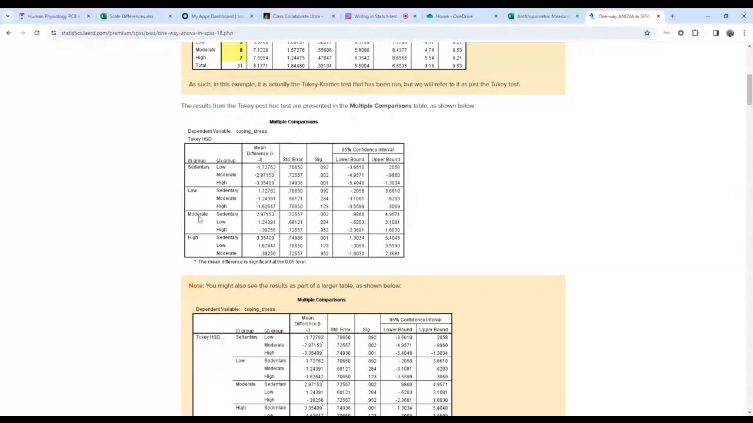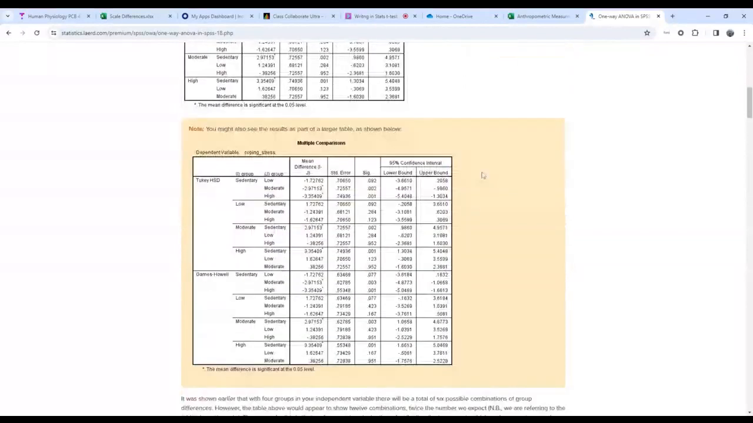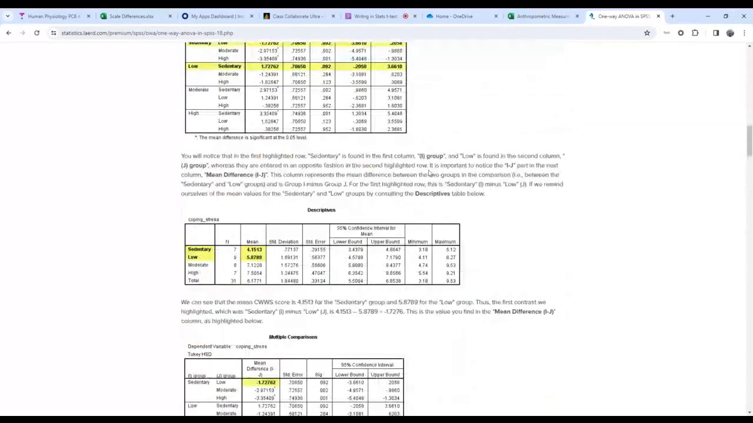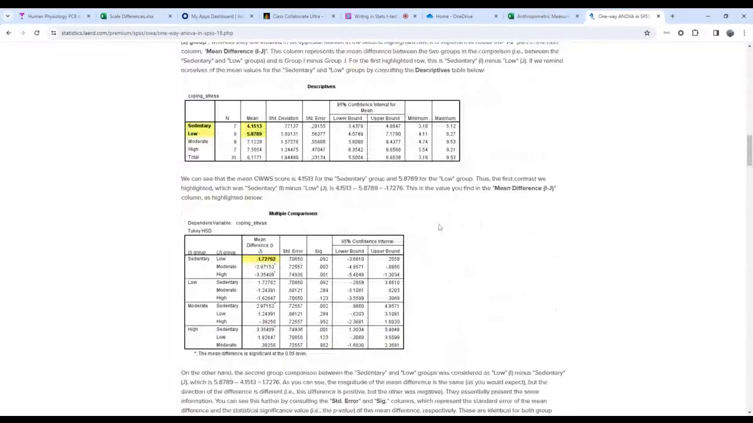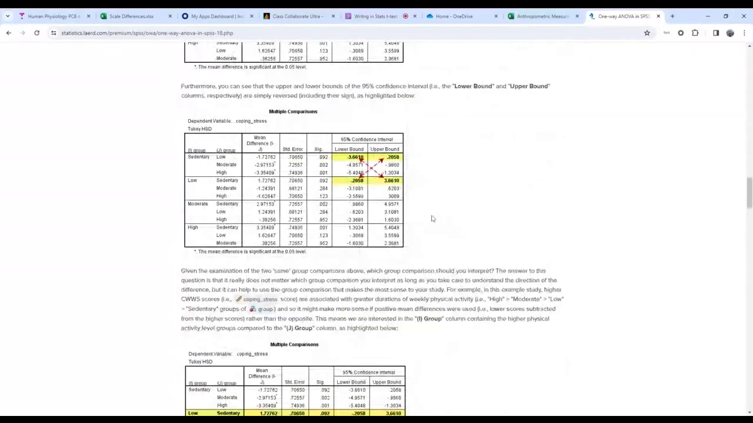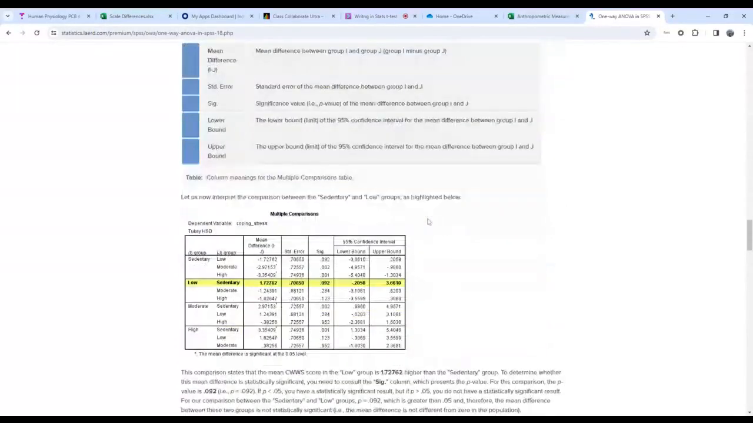So now moderate, we've already done this one versus sedentary. We know that's different. Moderate versus low, not different. Moderate versus high, not different. High versus sedentary, different. High versus low, not different. High versus moderate, not different. Okay. So they go down here and then they're marking which ones are, which ones aren't. They give you a little more detail, telling you what it all means.